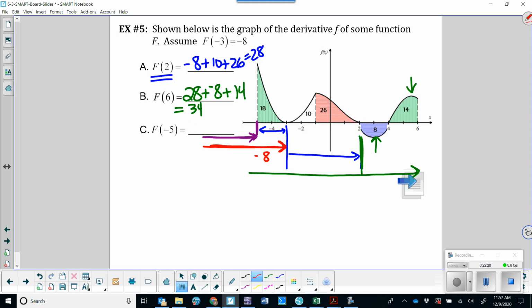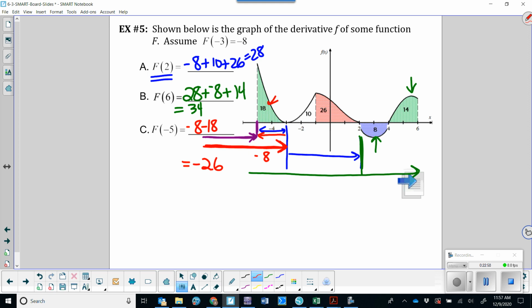So this to -3 was -8. So I had too much. I went past it, right? So I need to subtract this distance right here. So that's -18 because I got the number here. And then that will give me the answer, which will be -26. So you're going to take your initial value, which is f of -3 equals -8, and you're going to subtract that area to the left of it because we're going backwards.